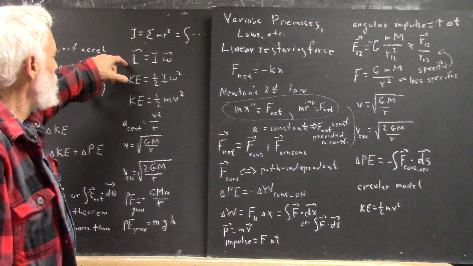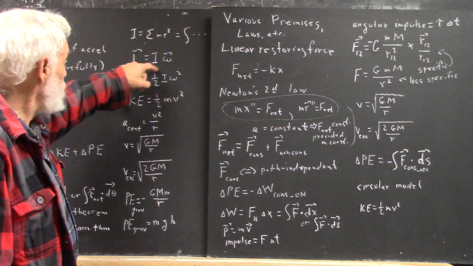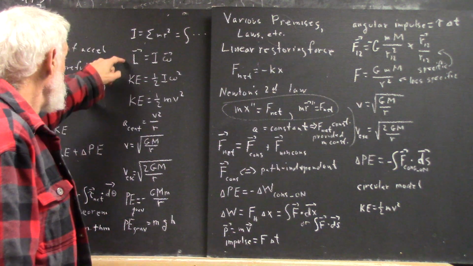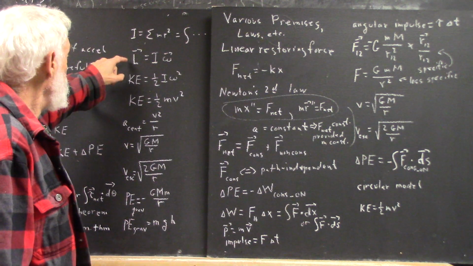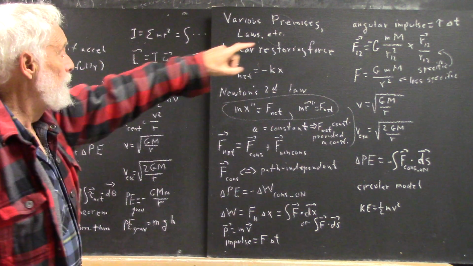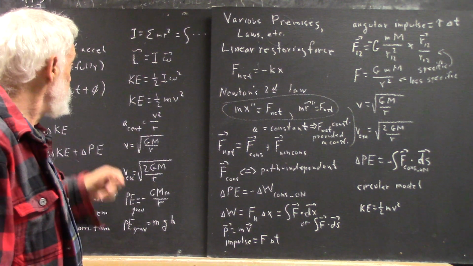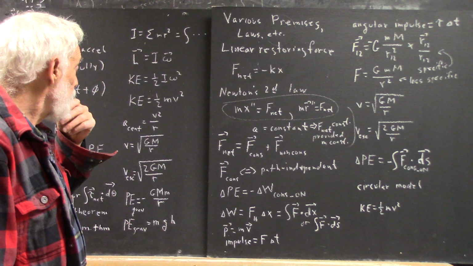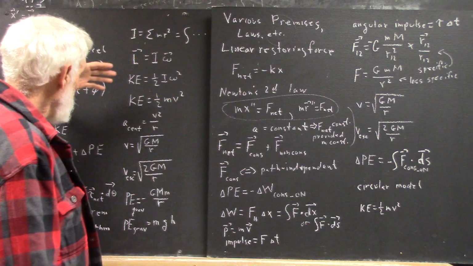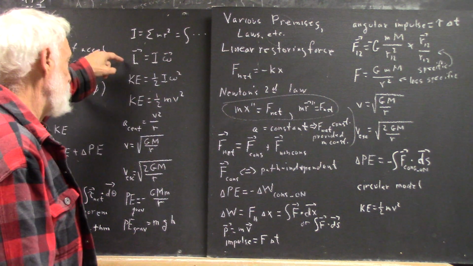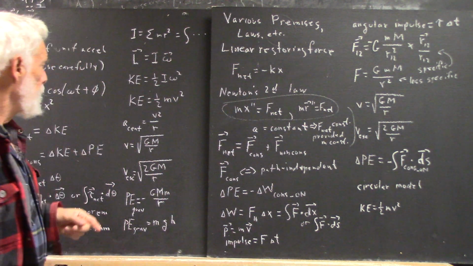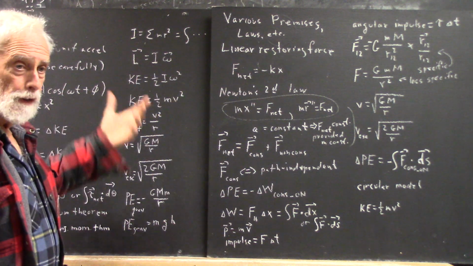Okay, angular momentum, that's L, is I omega. So there's your angular impulse, angular momentum theorem. You combine this with your angular impulse. And as I said, I tried to keep principles separate from this, but that should really be kind of together with this. Okay, kinetic energy is 1/2 I omega squared.